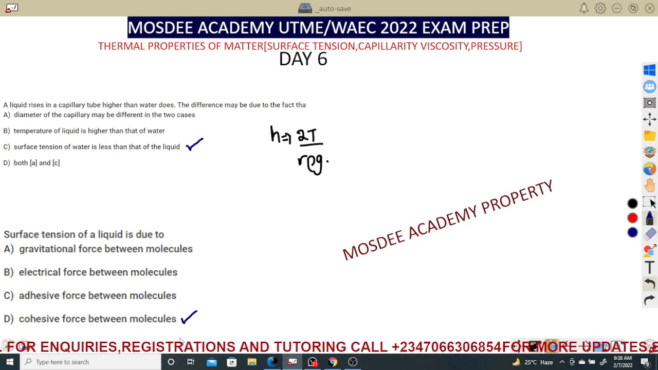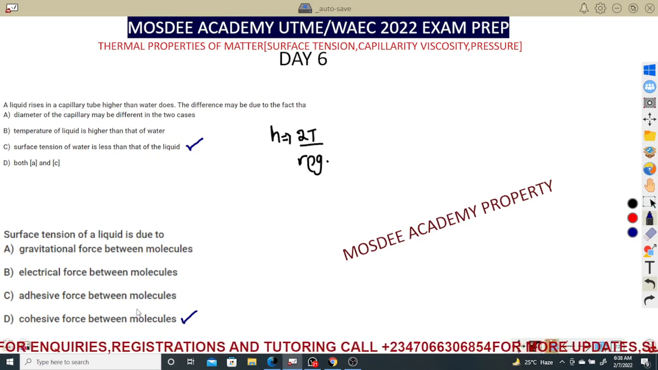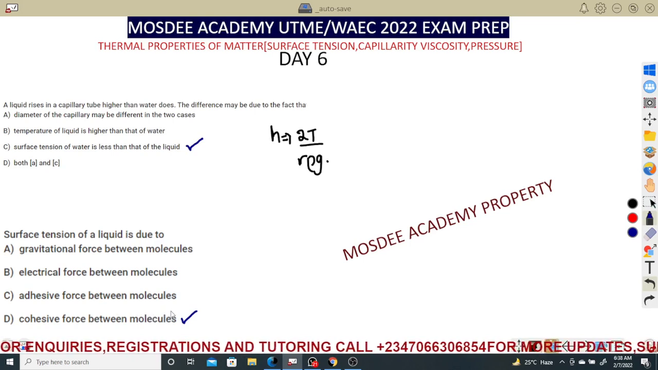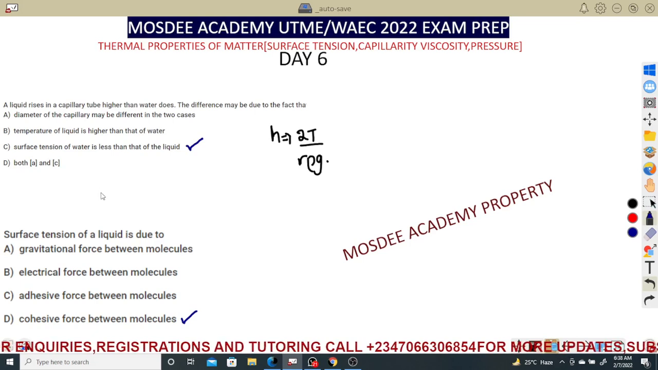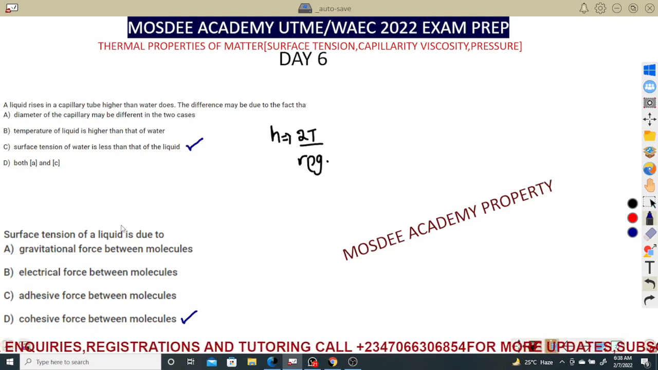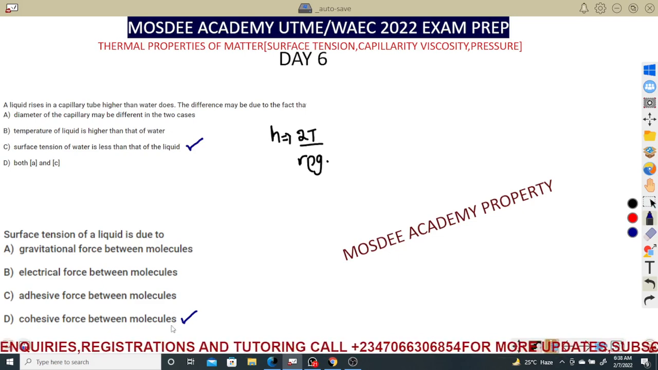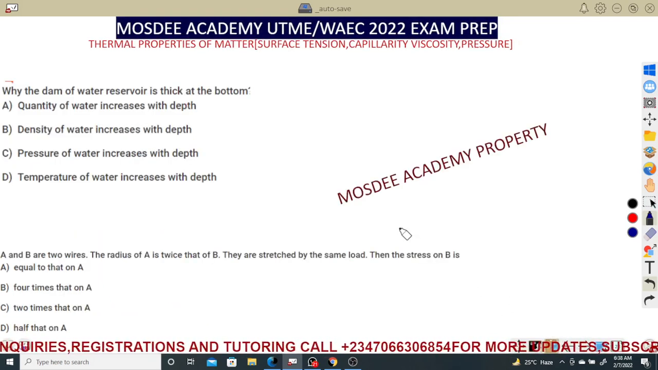We have two types of forces with respect to intermolecular forces: force of adhesion and force of cohesion. That is what also teaches you about concave and convex meniscus, which I did last year. You can check it out at your leisure. This is a very simple question. We'll move to the next one.